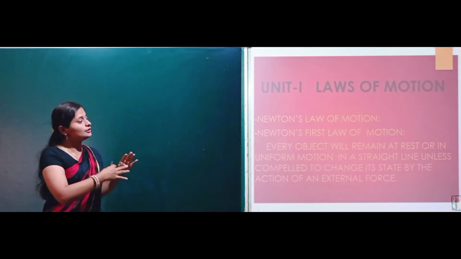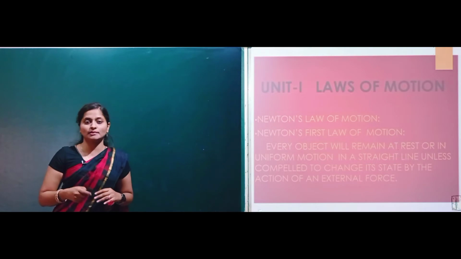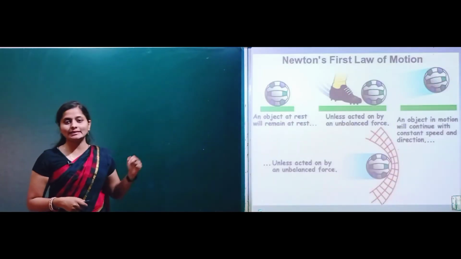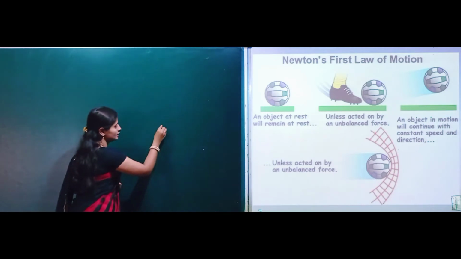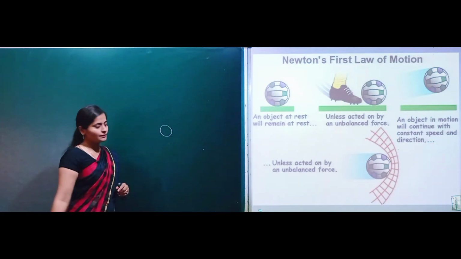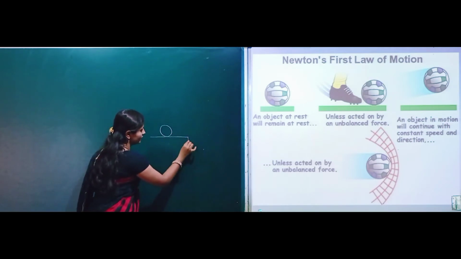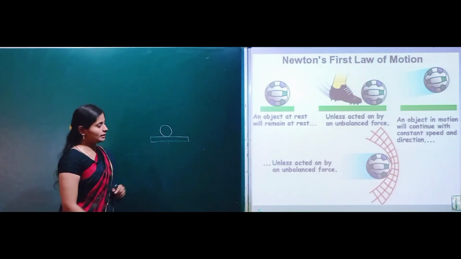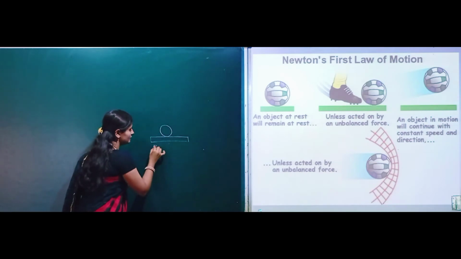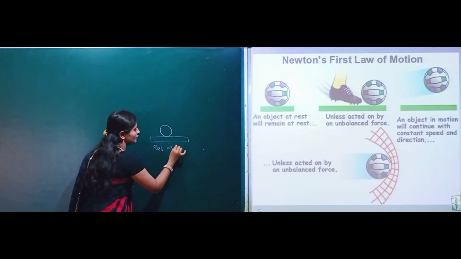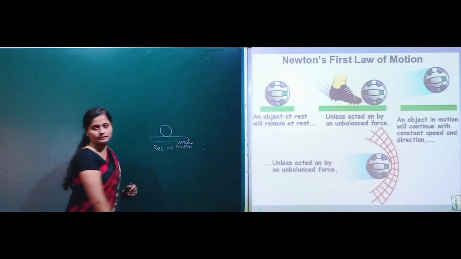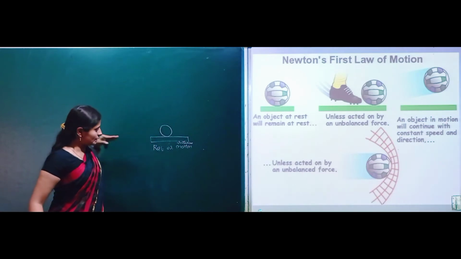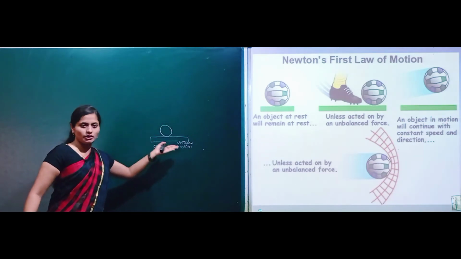How Newton's first law of motion takes place, we will see with this image. See here, one object is there. Here the ball is one object, and it is in a straight line. The object is at rest or in motion. Which type of motion? Uniform, meaning the same motion. So one object in a straight line is at rest or in motion.